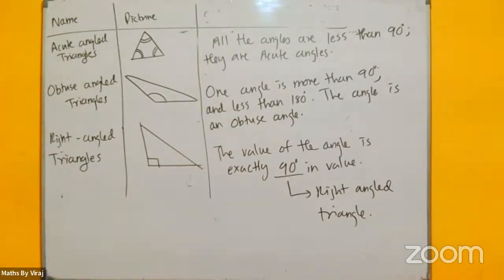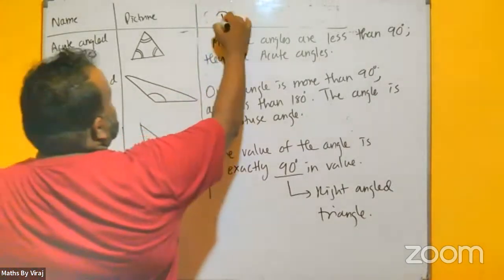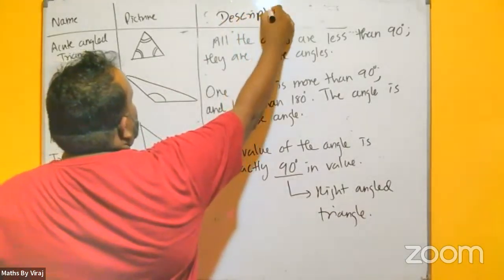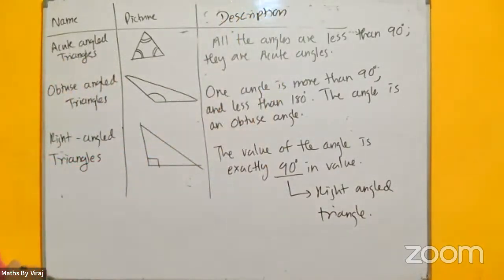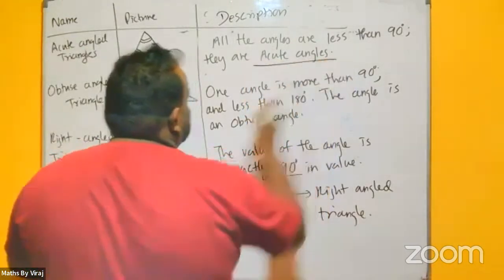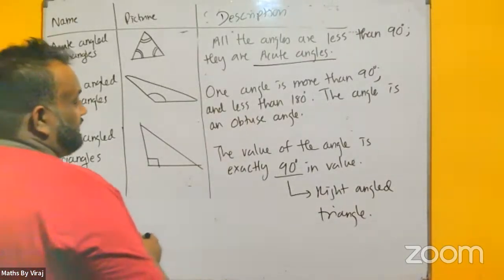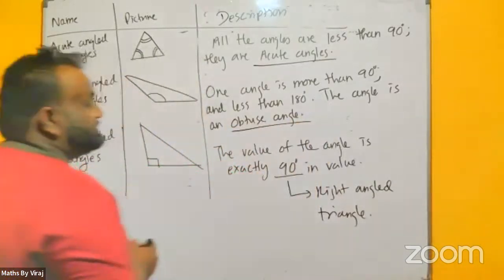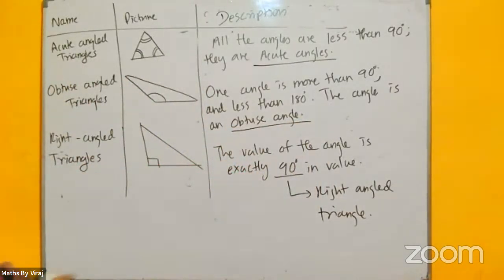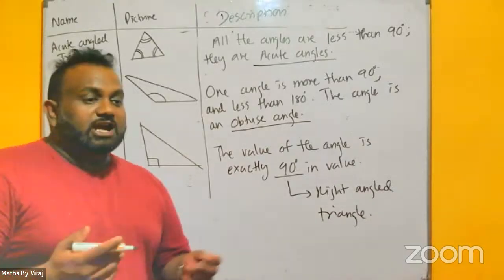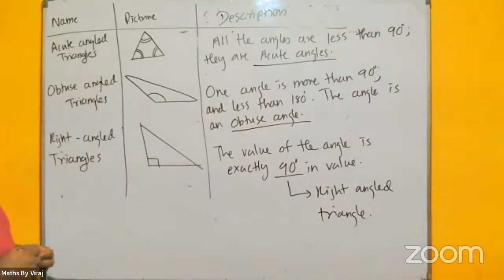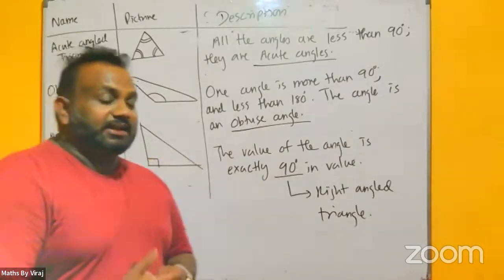So what is the description now? We'll write here as description. All the angles are less than 90 degrees. They are acute angles. One angle is more than 90 and less than 180. The angle is an obtuse angle. The value of the angle is exactly 90 degrees in value. What are they called? Right angle triangles. Those are called right angle triangles, and the right angle is from the angle that is there.